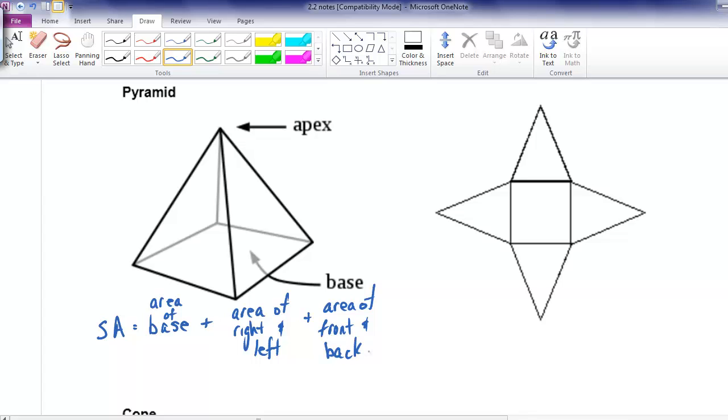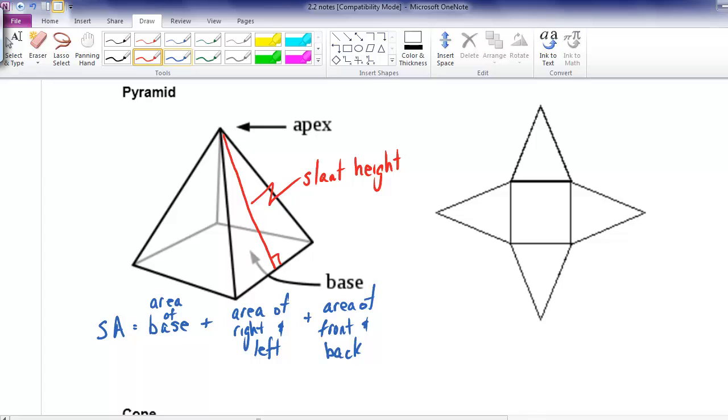Now, in order to do that, what you have to realize is that those are triangles, and the definition for the area of a triangle is 1/2 base times height. And what we need to realize is it's the height of the face right there. This is not the height of the pyramid. The height of the pyramid is the perpendicular one right in the middle. What this is called is the slant height of a face.